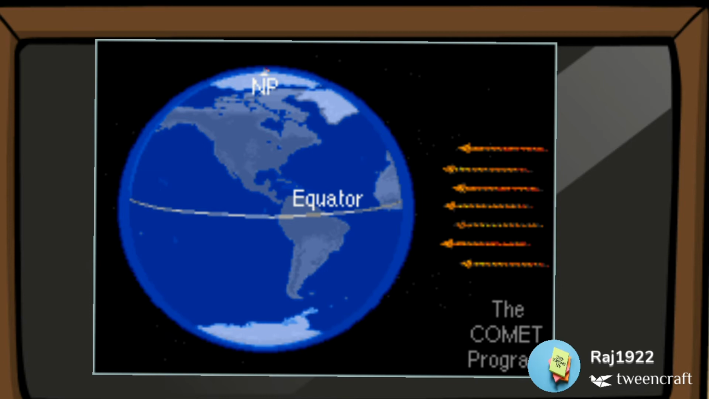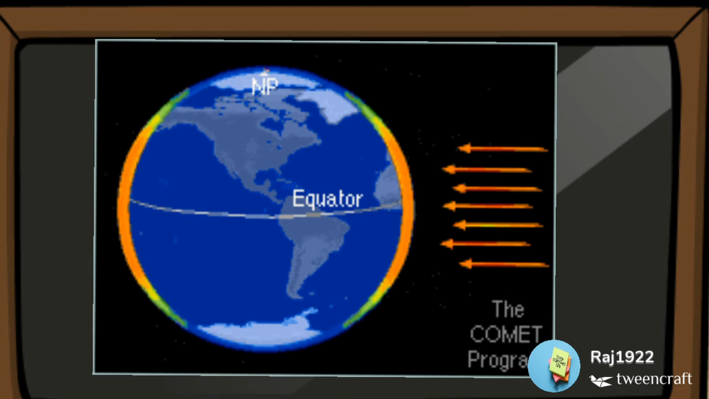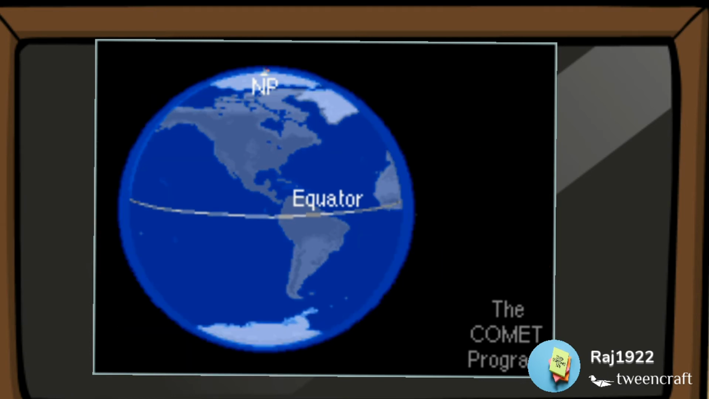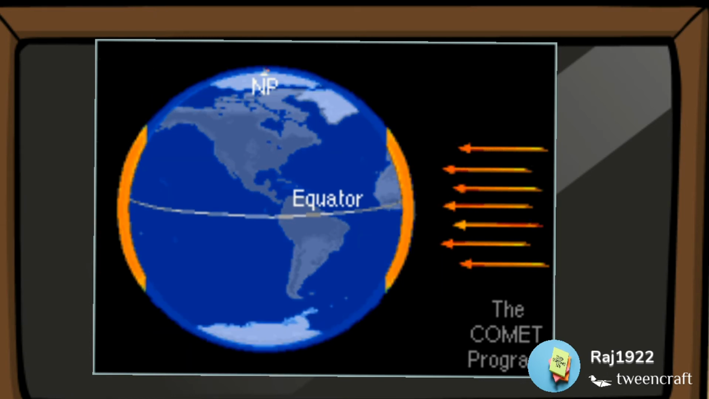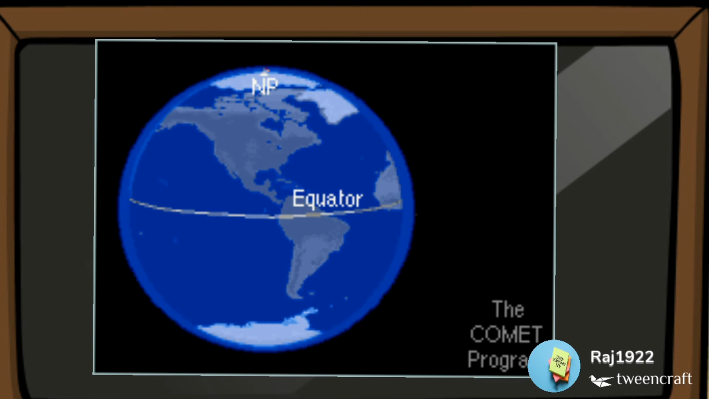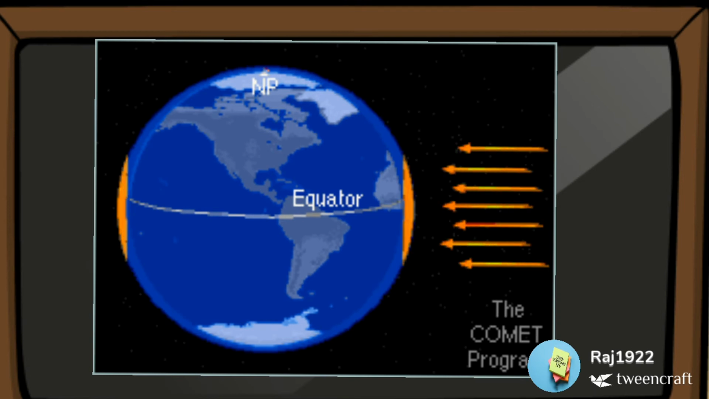Hemi means half. The part of the globe which lies to the north of the equator is called the northern hemisphere, while the part which lies to the south is called the southern hemisphere. India is in the northern hemisphere, while Australia is in the southern hemisphere.